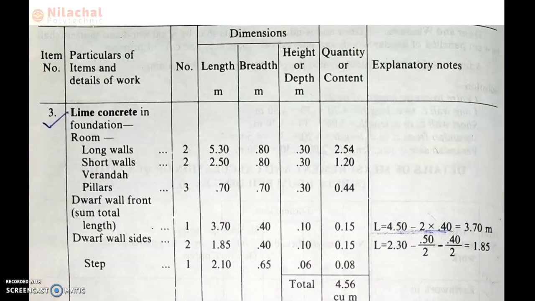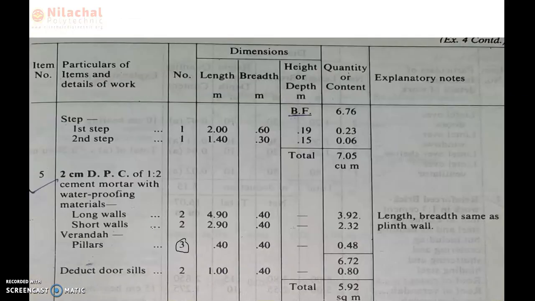So the DPC for the pillar is 40 centimeter length and 40 centimeter breadth. Height is not required. So the quantity is 3 into 0.4 into 0.4, which is equal to 0.48. So the total value of DPC work in case of room and veranda is equal to 6.72 cubic meter. Then after that, we go to the deduction for door sill level.